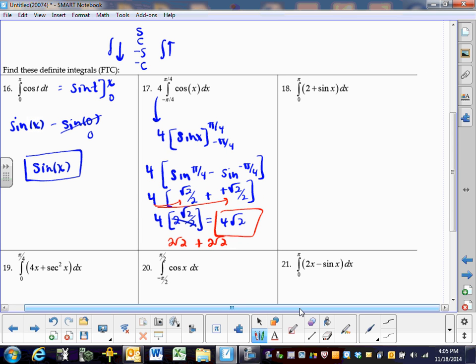Anti-deriving 2, remember we're going backwards. A very common mistake is for students to put 0 because you kind of mix up doing integration and derivatives. But going backwards, we have 2x. Backwards from sine is negative cosine from 0 to pi.